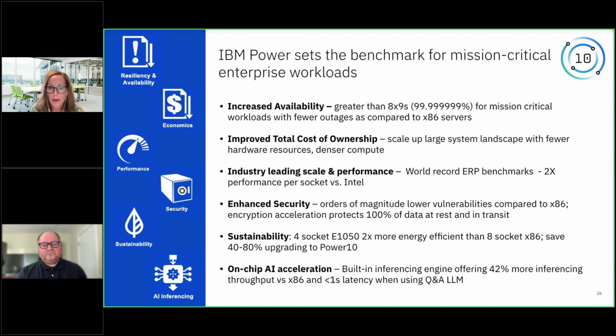So very impressive results. And again, this is why we have so many customers worldwide that rely on IBM Power as they're running both their traditional applications and now as they're expanding into AI.